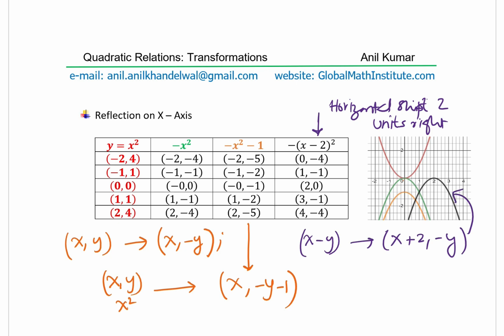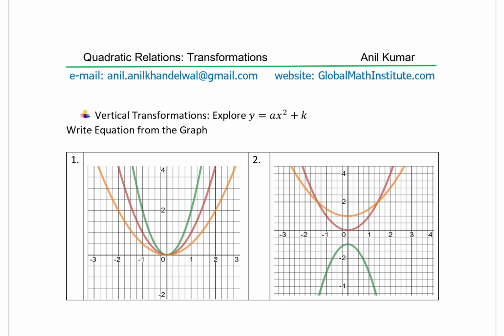Is that clear to you? So each and every point will be transformed, and you can then plot the graph, which will look like this. I would like you to pause this video, check the results, draw it yourself, and then visualize. Now, we'll see some combinations with vertical transformation.